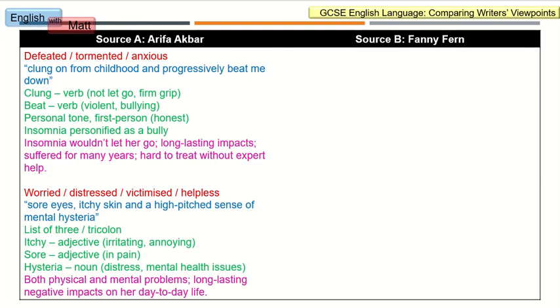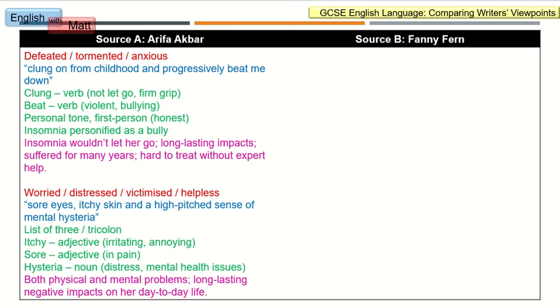The second quote could be, and these are not the only quotes from it, you could pick several from it to help understand her feelings. But she says that she has sore eyes, itchy skin, and a high-pitched sense of mental hysteria. So she's worried, distressed, victimized, and helpless. Those, again, the attitude or feelings words in red.